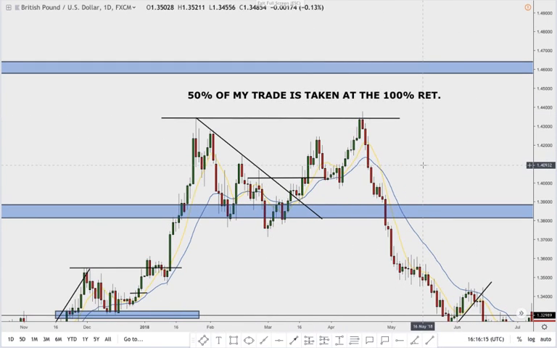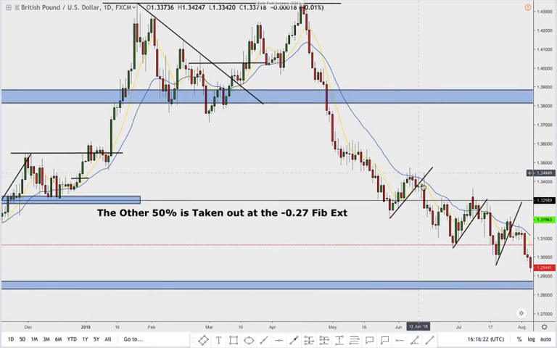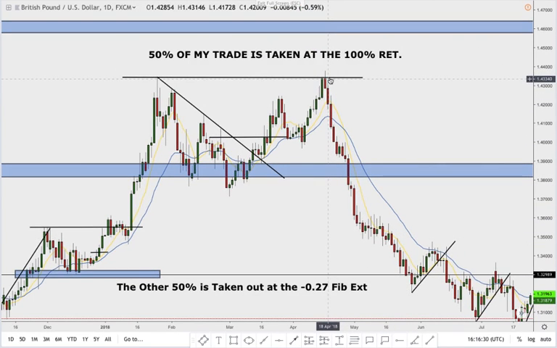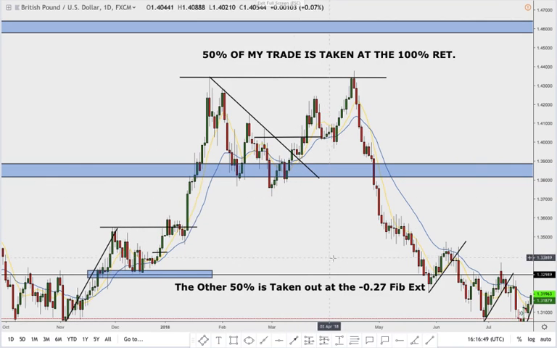Very, very vital. I hope I've been able to explain to you guys why it is very important. Although obviously there are certain times where it just breaks through the 127 extension, we pull back, and break through the 127 extension. However, it is very important to always take out 50%. These are my rules, and this is what has worked for me. And I'm pretty sure you're on this course to learn from me. So for that reason, I strongly advise that you take out 50% of your trade at the 100% retracement. The remaining, let it slide and take it out at the minus 0.27 Fibonacci extension.